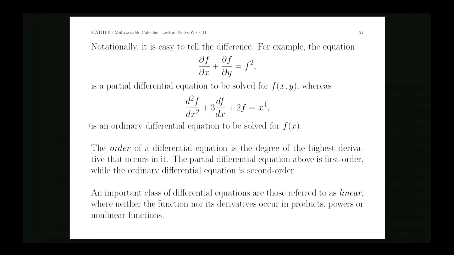Notationally, it's easy to tell the difference. If it's got ordinary derivatives only, it's an ordinary differential equation. If it's got partial derivatives in it, it's a partial differential equation. All right, so the first one, if you wanted to solve this first one here, what you are looking for is a function f of x and y such that if you find partial df dx and add it to partial df dy, it equals f squared. That's all, and you've got to try and find a function f that works. Solving that is a lot of work, right?